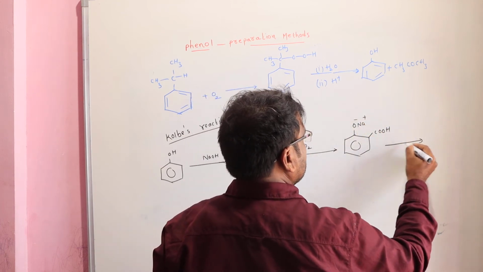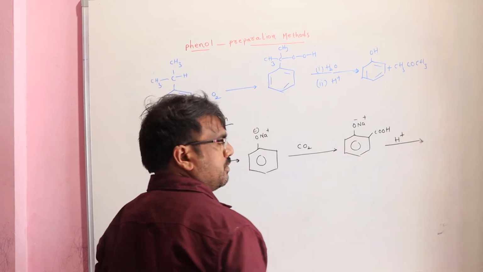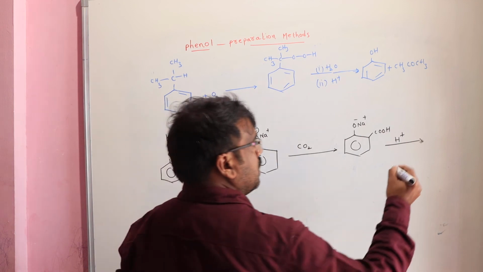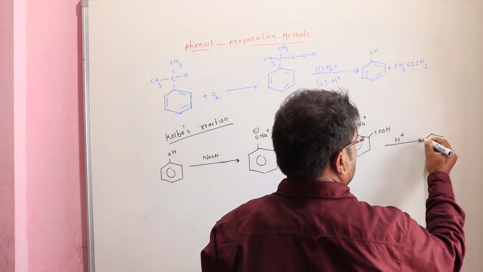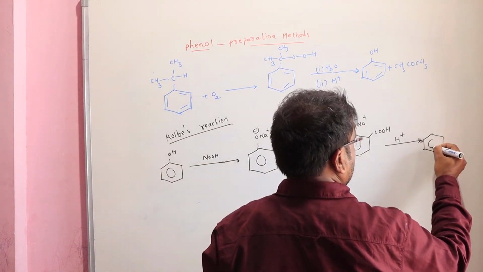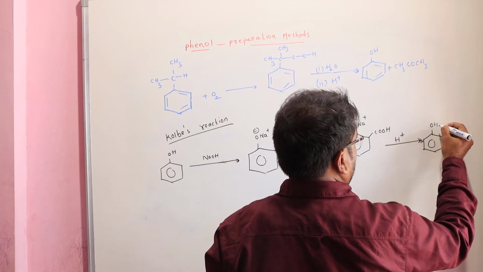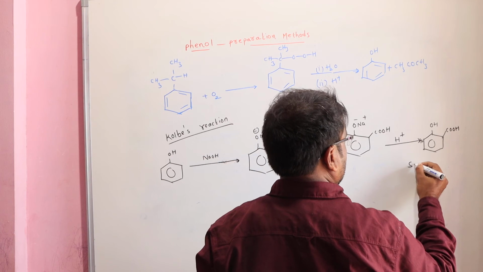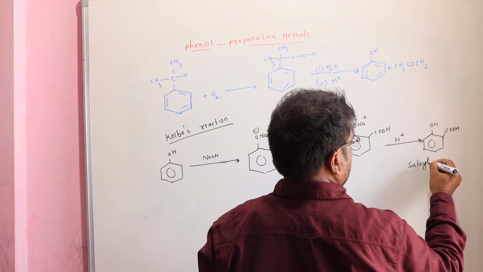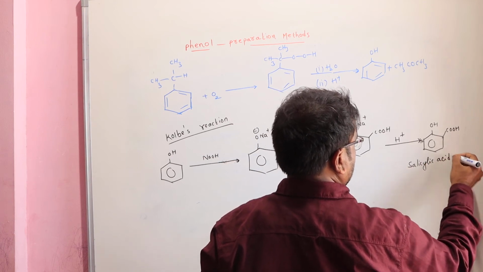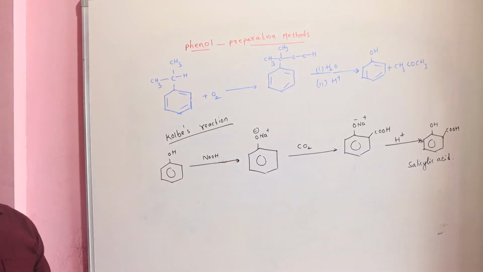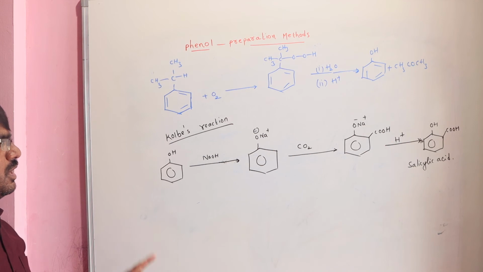And if it is treated with acid, H+, then what is our product? Our product is salicylic acid. Ortho-hydroxybenzoic acid or salicylic acid is our product. This is the Kolbe's reaction.